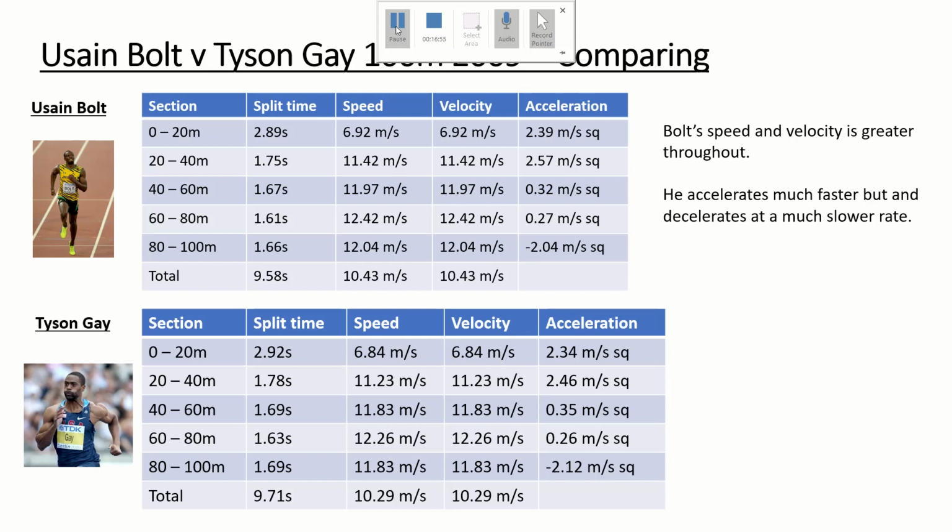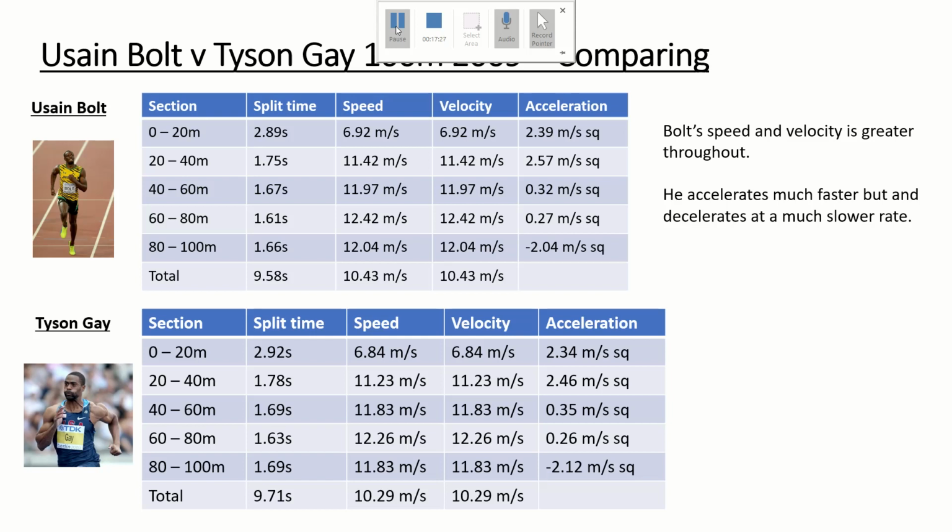And then finally, if we were to compare Usain Bolt and Tyson Gay's data from that race, we'll clearly see that Bolt's speed and velocity is greater throughout the race. Each split time of a 20 meter section is greater in favour of Bolt. He's quicker at every section, even though he was only 0.13 seconds faster than him in the race. He was greater at every statistic.